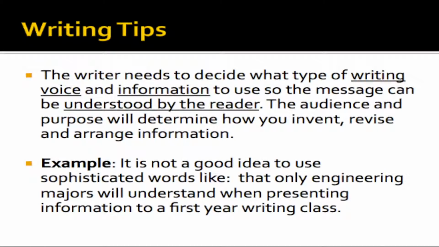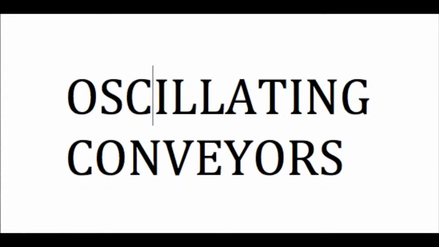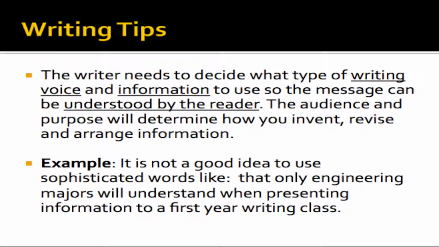The writer needs to decide what type of writing voice and information to use so the message can be understood by the reader. The audience and purpose will determine how you invent, revise, and arrange information. For example, it is not a good idea to use sophisticated words like oscillating conveyors, a word that only engineering majors will understand, when presenting information to a first-year writing class.